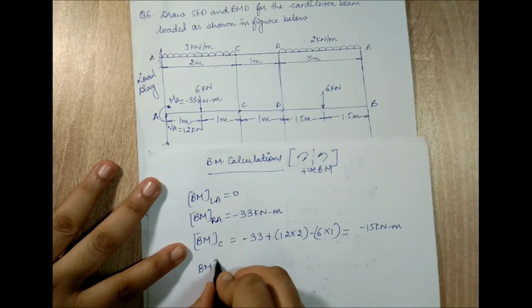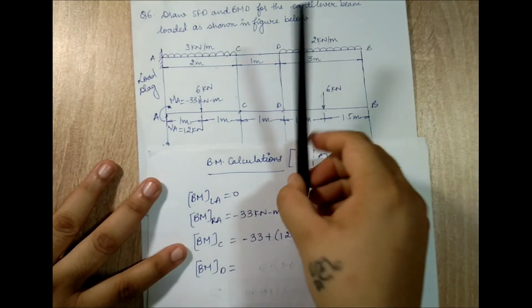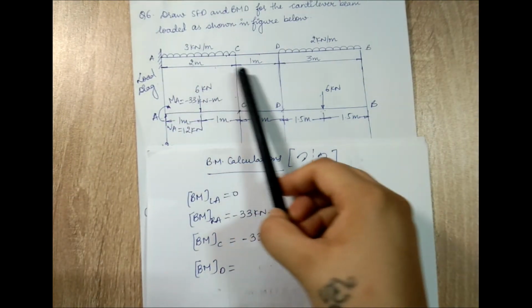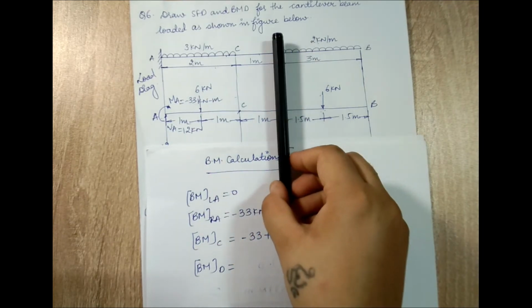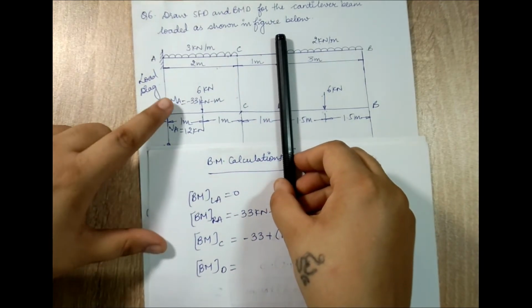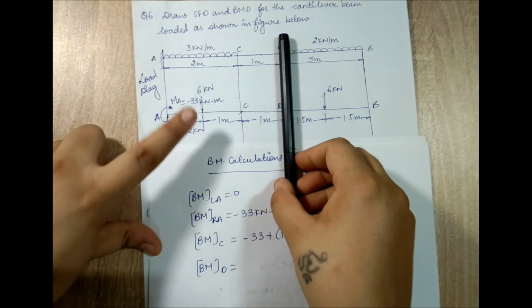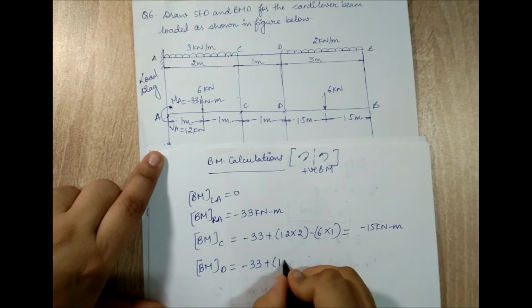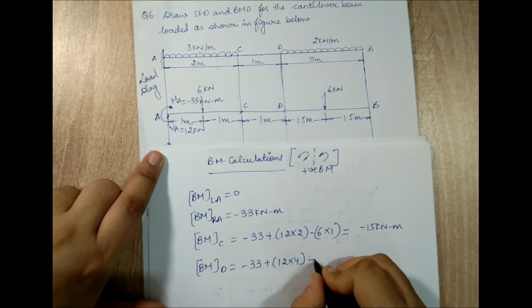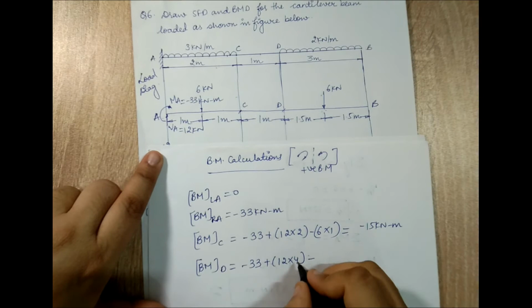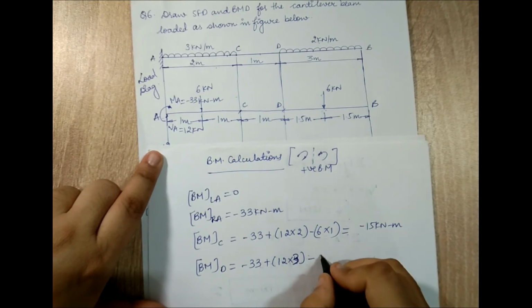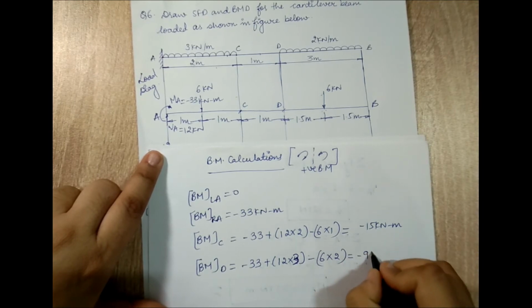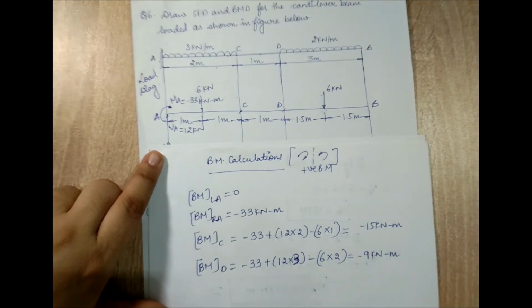Next I'll calculate bending moment at D. Here also I'm going to get a different value like the previous problem because the distances of turning for this load are different. So when I stand at D, I can see minus 33, VA turning clockwise and 6 turning anti-clockwise. So I'll have minus 33 plus 12 into 4 minus 12 into 3 minus 6 into 2. I get the answer as minus 9 kilonewton meter.